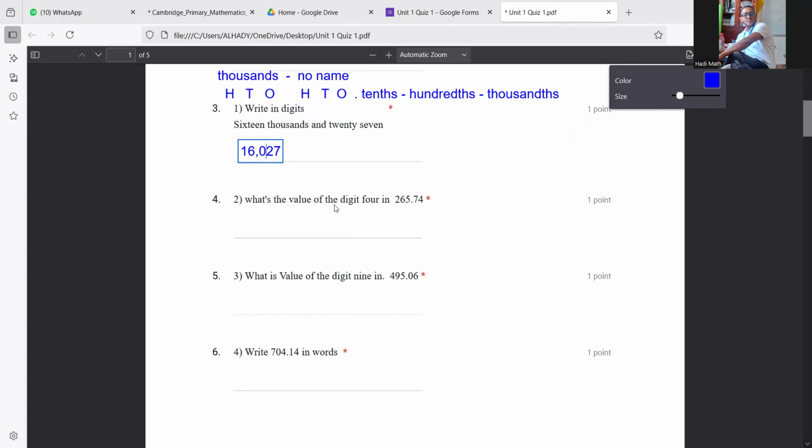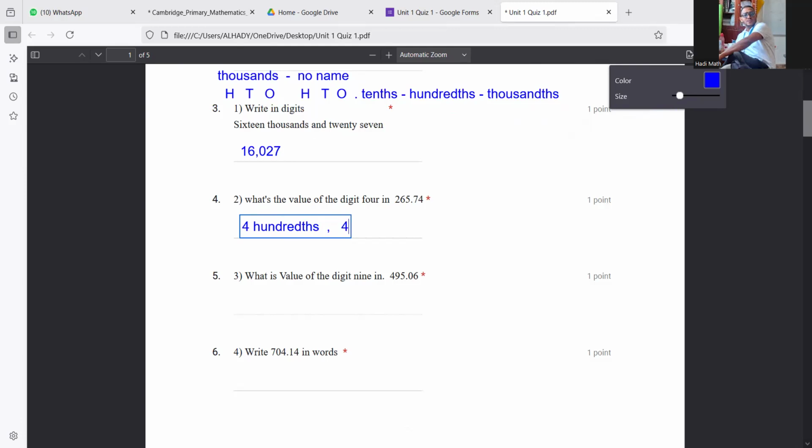They ask what the value of the digit 4 is in this number. Look, 4 is what? This is the first digit after the decimal point, and this is the second digit. The second digit is hundredths. So you say it is 4 hundredths. This is actually the best answer. I prefer that all my students write 4 hundredths. There is another answer also. I cannot say they are wrong, but I prefer this answer.